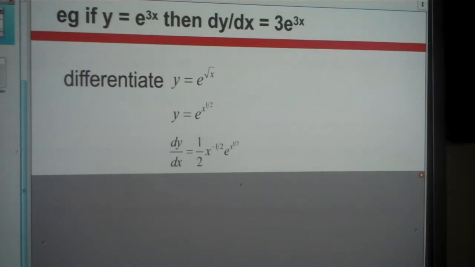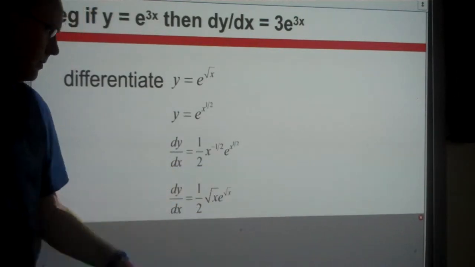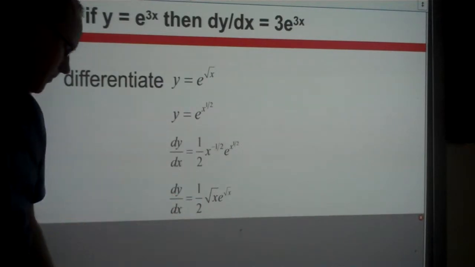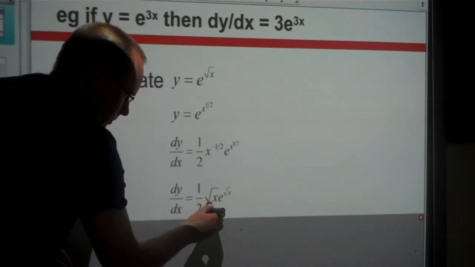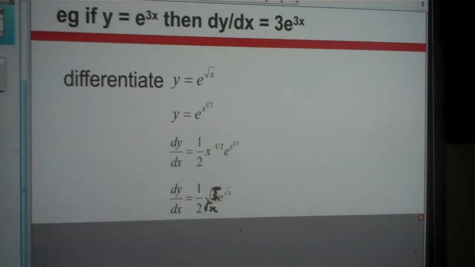Now we could rewrite this as well. X to the power of negative 1/2, we know, well, the power of a half is a radical. The negative means it comes to the bottom. So I could put 1 over 2 radical x here, and the x should be on the bottom here. And x to the power of 1/2 we can rewrite as radical x as well.